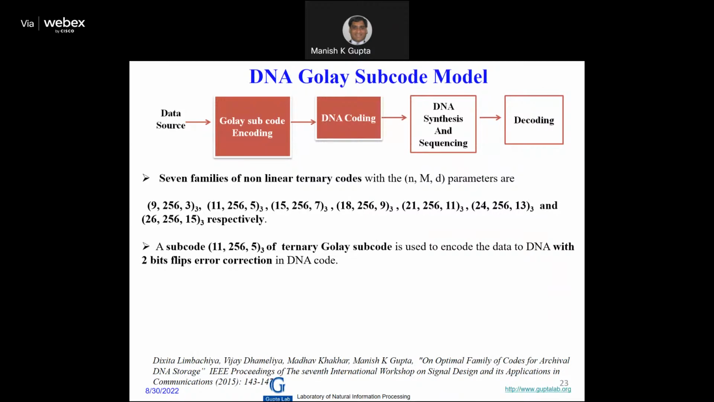It's a perfect code actually, first of all. It meets the sphere packing bound with equality. So that is another very interesting property. There are only three perfect codes: repetition code, Hamming code, and Golay code.